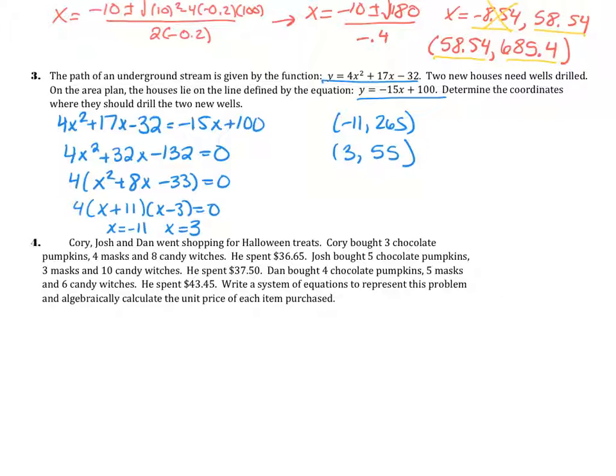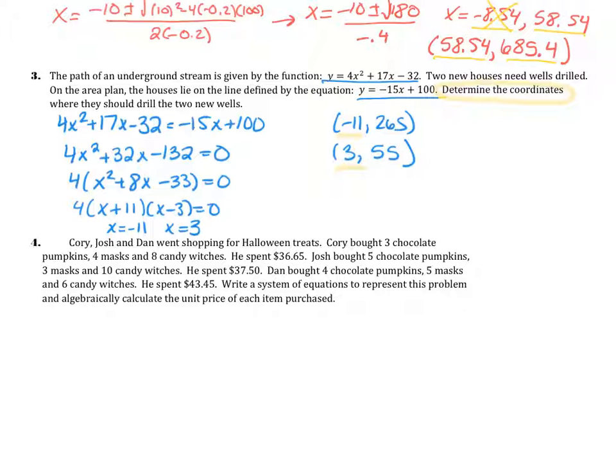So for number 3, we're going to use a similar approach that we did in 1 and 2. I'm going to set my two equations equal to each other and then solve. In this case, this one's factorable. So I factored out the GCF, and then I factored. I found my x values. I substituted those x values back into one of my equations, and I got my y values. In this case, both of these work because the problem talks about determining the coordinates, so that would imply that we could have negative numbers and positive numbers.